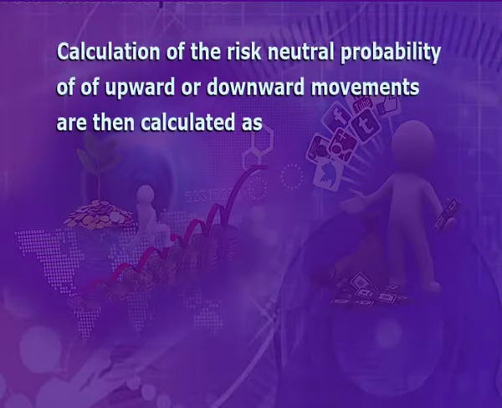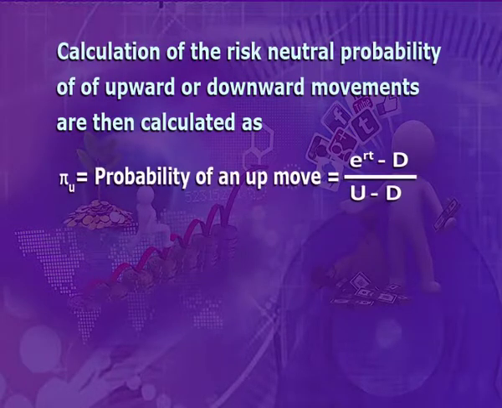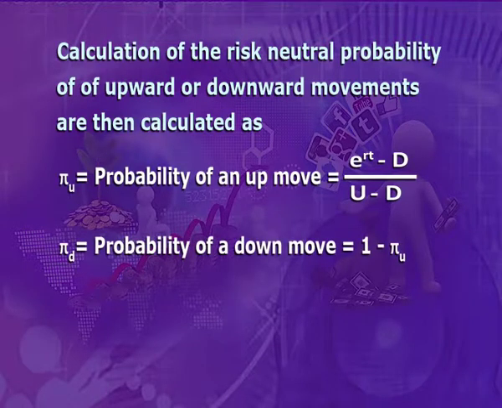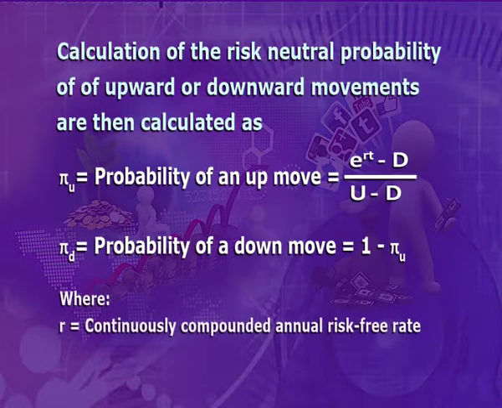Calculation of the risk-neutral probability of upward or downward movements. Phi U is equal to the probability of an up move, that is e raised to the power RT minus D, whole divided by U minus D. Phi D is equal to the probability of a down move, which is equal to 1 minus phi U, where R is equal to the continuously compounded annual risk-free rate.